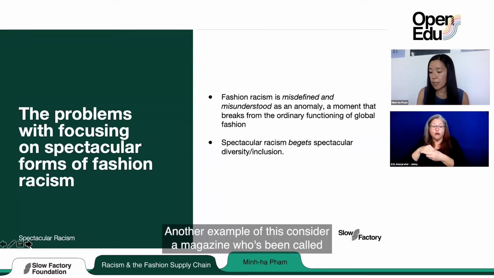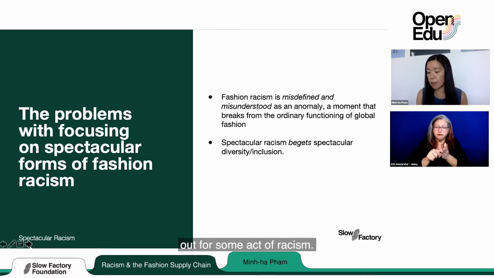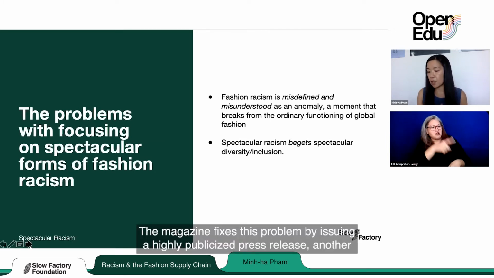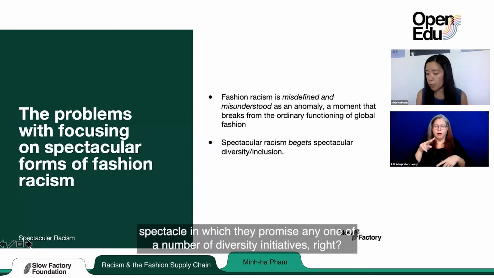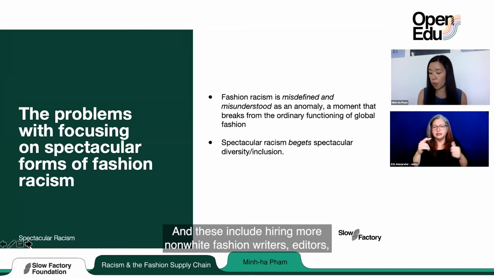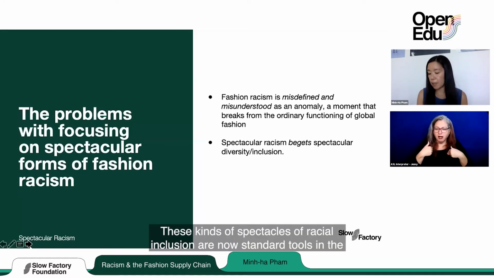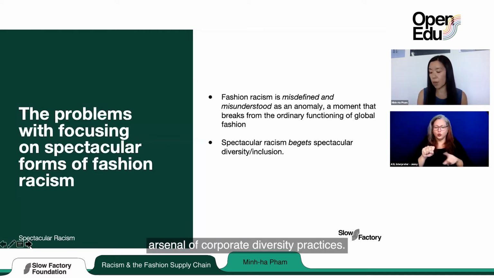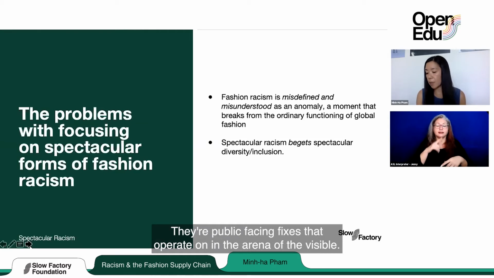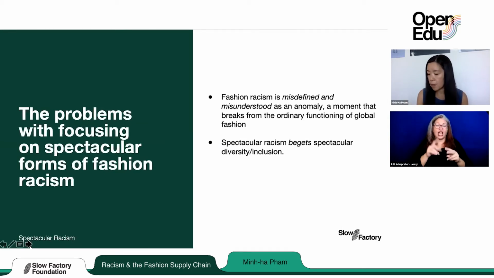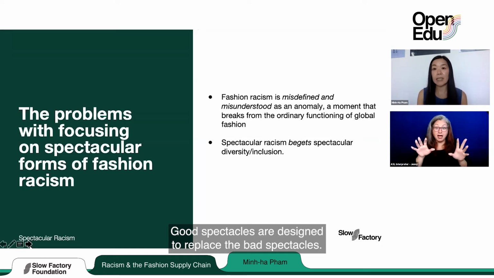Another example of this, consider a magazine editor who's been called out for some act of racism. The magazine fixes this problem by issuing a highly publicized press release, another spectacle, in which they promise any one of a number of diversity initiatives, right? And these include hiring more non-white fashion writers, editors, and models, or publishing more feature stories with multicultural themes. These kinds of spectacles of racial inclusion are now standard tools in the arsenal of corporate diversity practices. They're public-facing fixes that operate in the arena of the visible. Good spectacles are designed to replace the bad spectacles.